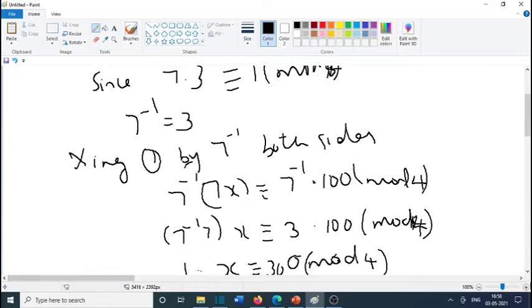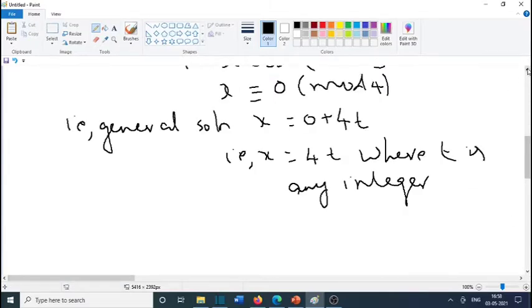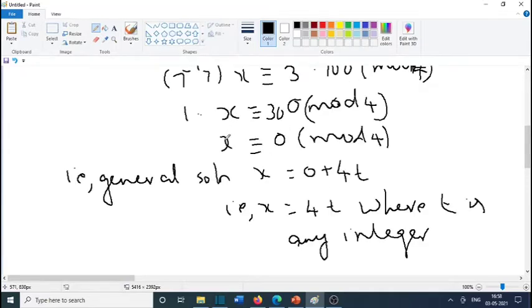That is 7 inverse 7 is equal to 1. 1 into x congruent to 300 mod 4. That is 1 into x is x.